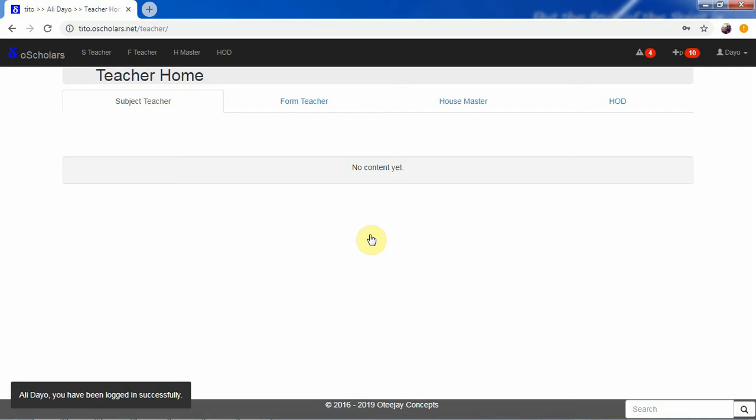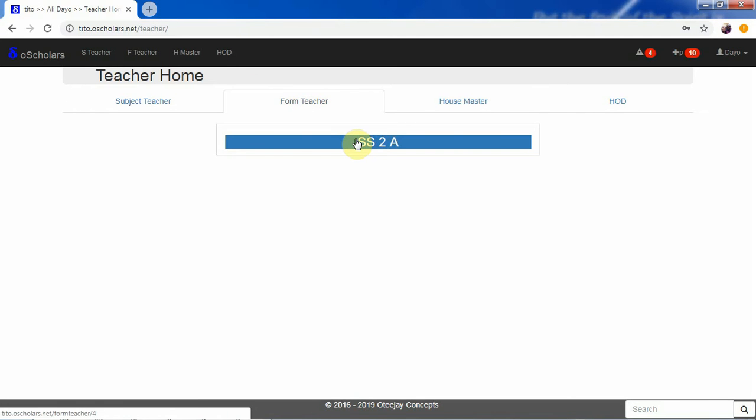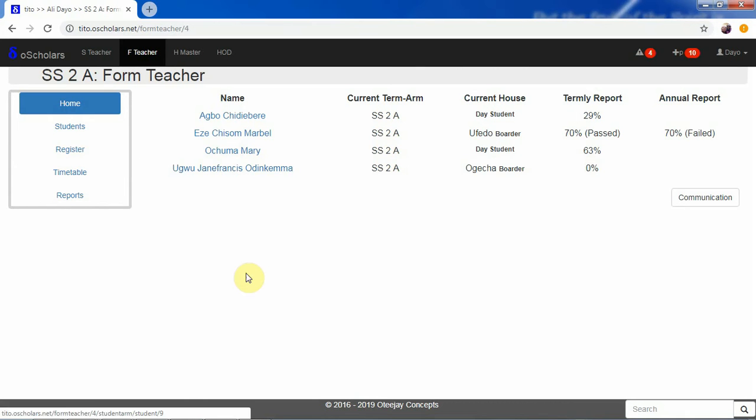I'm Jay and in this tutorial we're talking about the timetable. Now the logged in member is Oteejay, and Oteejay is a teacher, and we are going to be using his portfolio as the SS2A form teacher to actually view the complete timetable of the SS2A. Now this is the home page of SS2A of the form teacher. He is actually the front of SS2A.